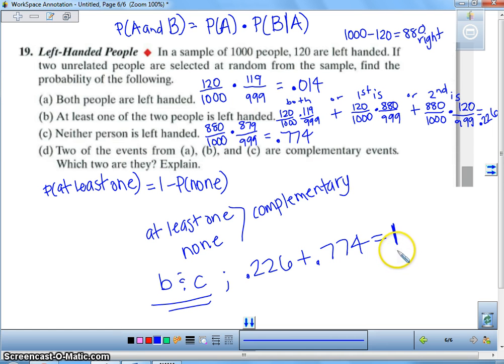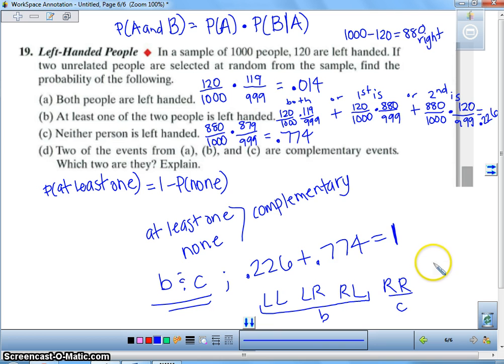Complementary events have probabilities that add to 1. Also, I either have two left-handed people, a left and a right and a left, or two right-handed. And so event B is at least one left-handed. Event C is neither person left-handed. And so it's one or the other, but together, those are all of the possible things that could happen.